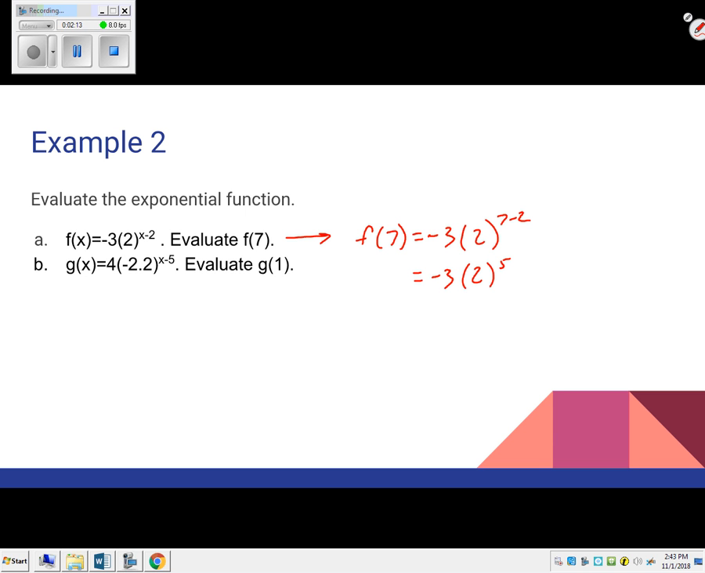7 minus 2 is 5. Common mistake on this is people do their multiplication before they do their exponents. I've got to take care of that exponent first. So I get 2 to the 5th is 32. And finally, a negative 96. So I want you to work part B and then pause the video and see if your answer appears on the screen.